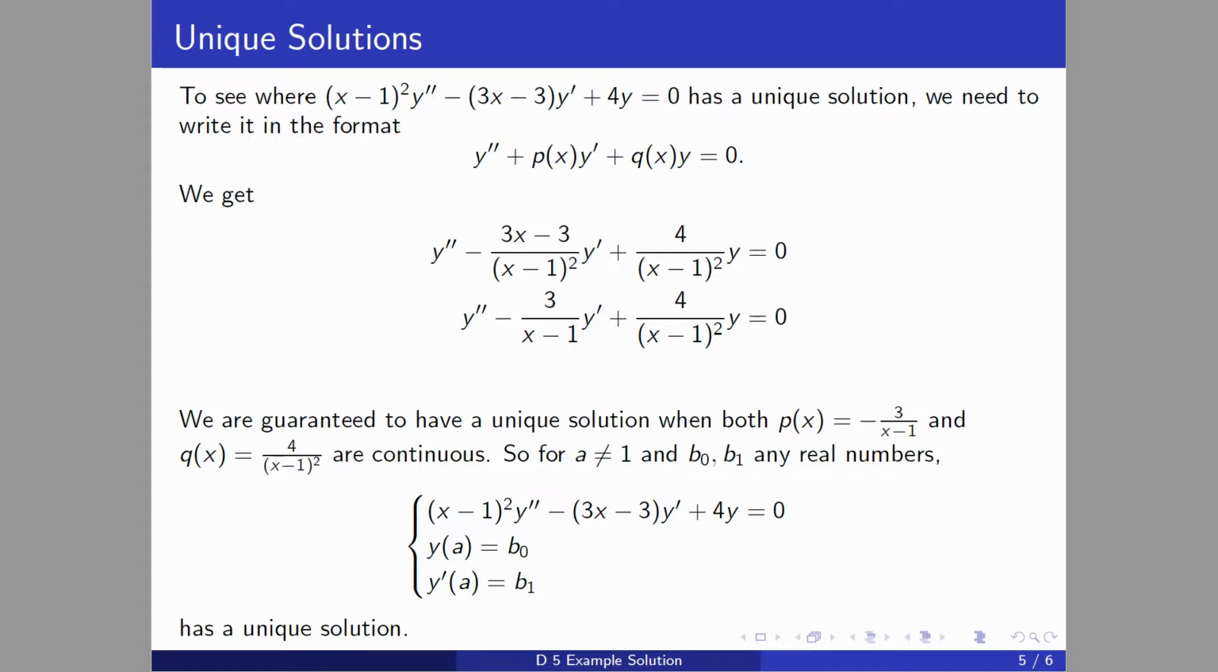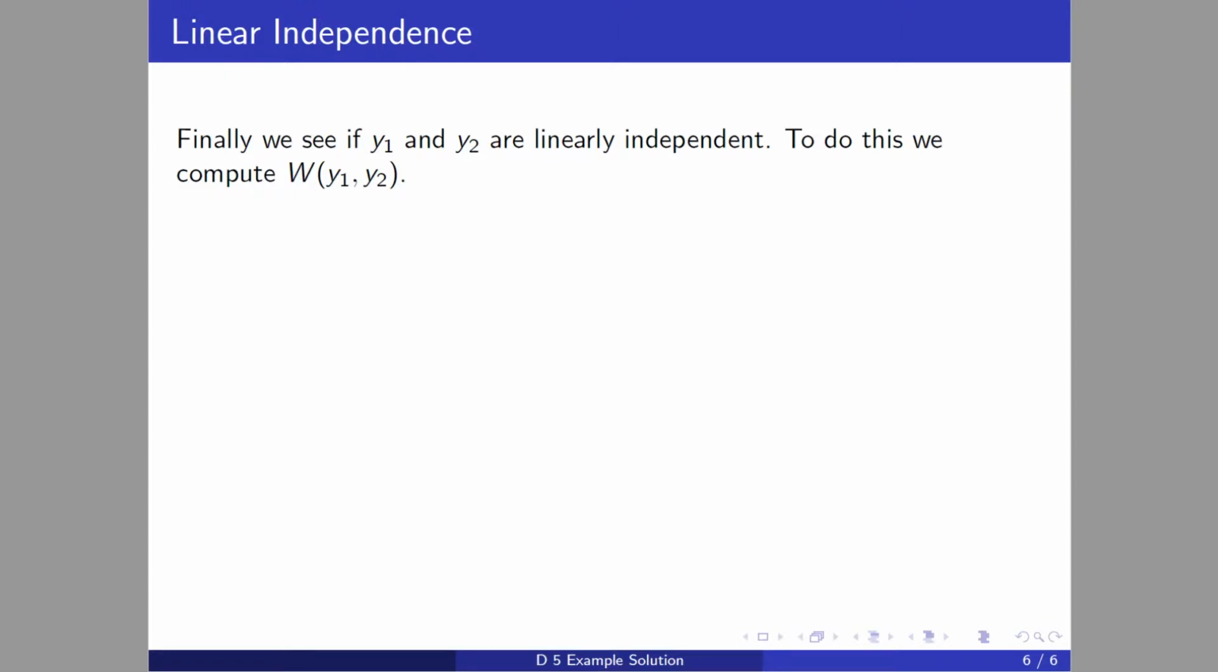This completes phase 2 of the problem, and we're left with phase 3, which is the check for linear independence of y1 and y2. So y1 and y2 will be linearly independent if their Wronskian is non-zero on the parts where the initial value problems are guaranteed to have unique solutions, i.e. where p and q are continuous. So this is why we did these in this order in the first place.